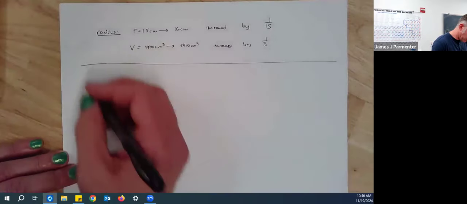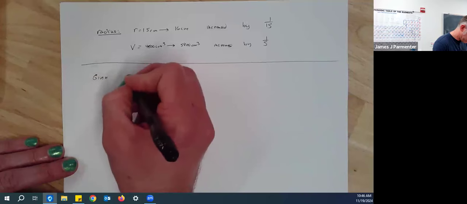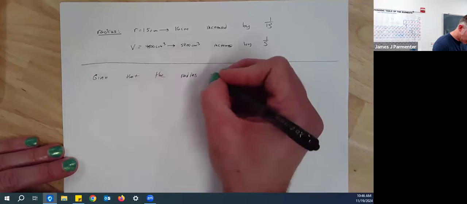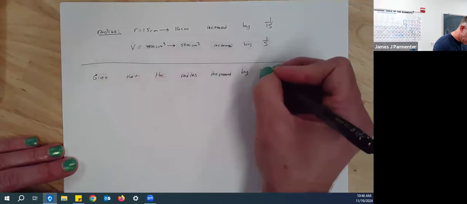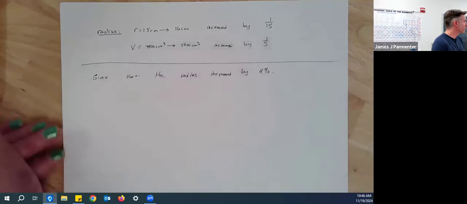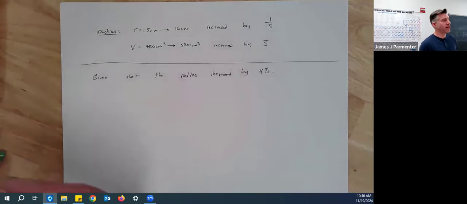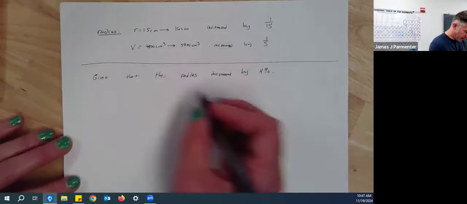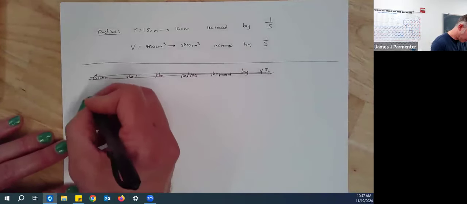Let's say we're given the same sort of problem, except now we're told that the radius increased by 4%. Same situation, right? Still measuring a sphere, or another way of phrasing this would be the error in measurement was 4%. I kind of like that better. I'm going to change my phrasing here.